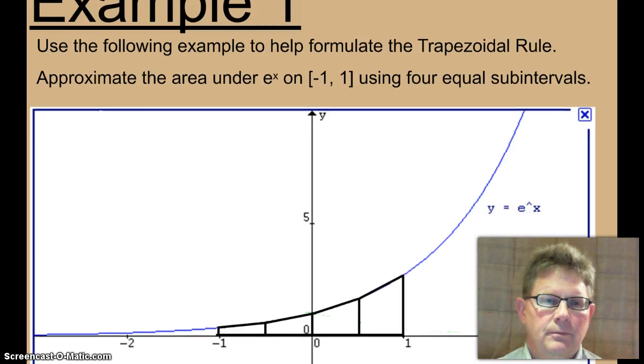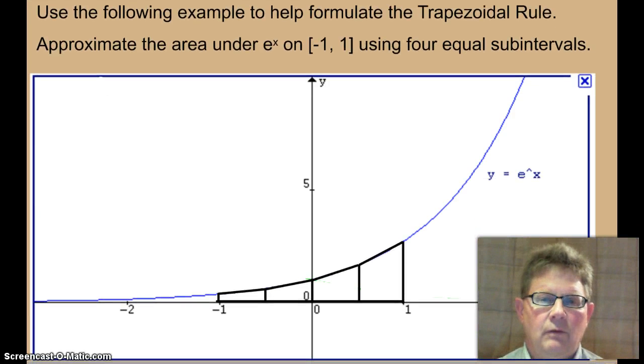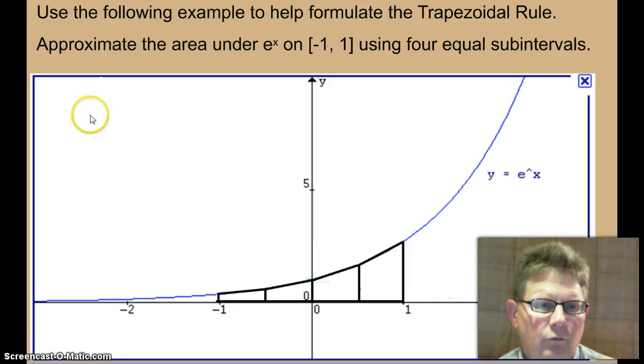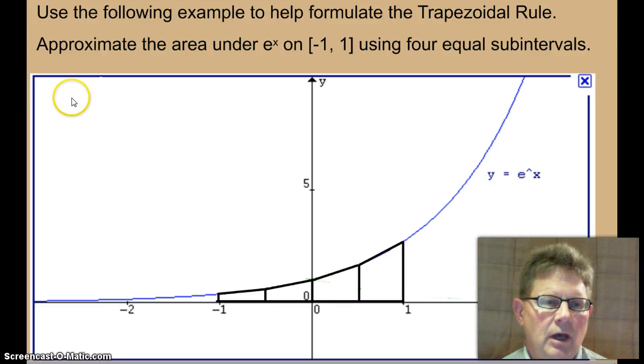My first example, use the following example to help formulate the trapezoidal rule. Approximate the area under e to the x on [-1, 1] using 4 subintervals. First of all, before we can move on, you have to tell me how to find the area of a trapezoid. You got 3 seconds. 3, 2, 1. It's 1/2 times the height of the trapezoid times the sum of the bases.